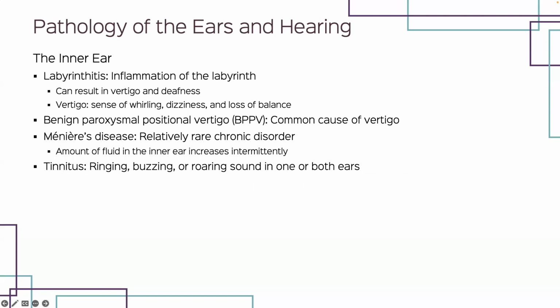And then for the inner ear, you'll have labyrinthitis, so inflammation of the labyrinth. Meniere's disease is relatively rare, but it is where the amount of fluid in the inner ear tends to increase intermittently, which will throw off your equilibrium. And if you ever experience ringing or buzzing in one or both of your ears, that's known as tinnitus.